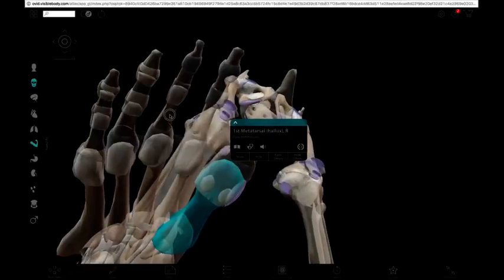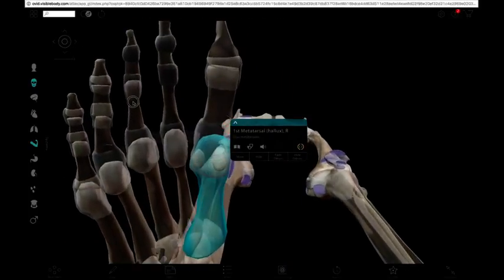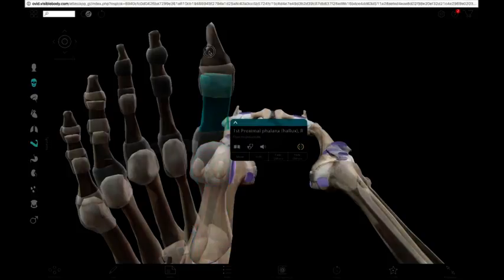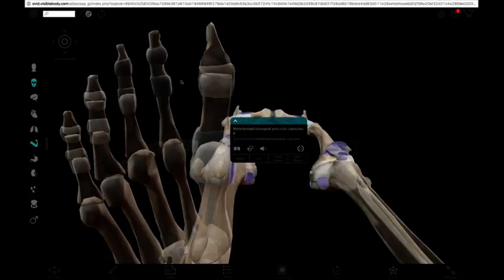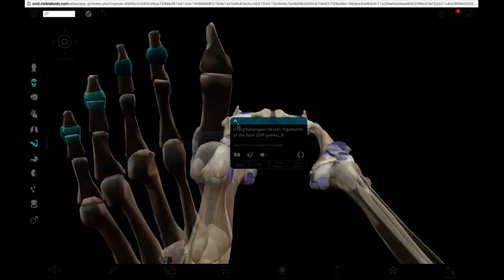And the phalanges are very simple. Remember, in digit 1, we just have a proximal and distal phalanx. In digits 2 through 5, we have proximal, middle, and distal. Now, the only other thing that's different is these joints would not be metacarpophalangeal. They would be metatarsophalangeal joints. And then we have the proximal interphalangeal joints and distal interphalangeal joints of digits 2 through 5. And then we have just the interphalangeal joint of the first digit.